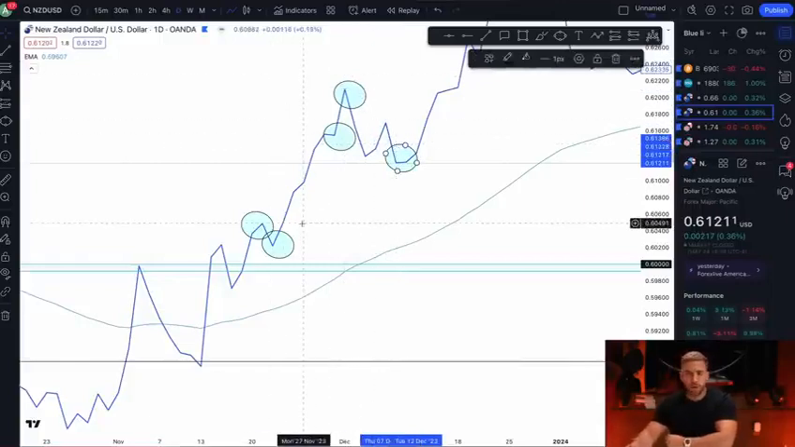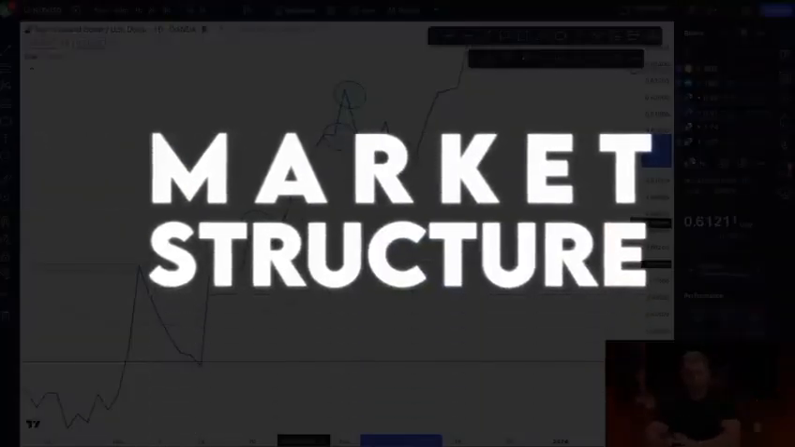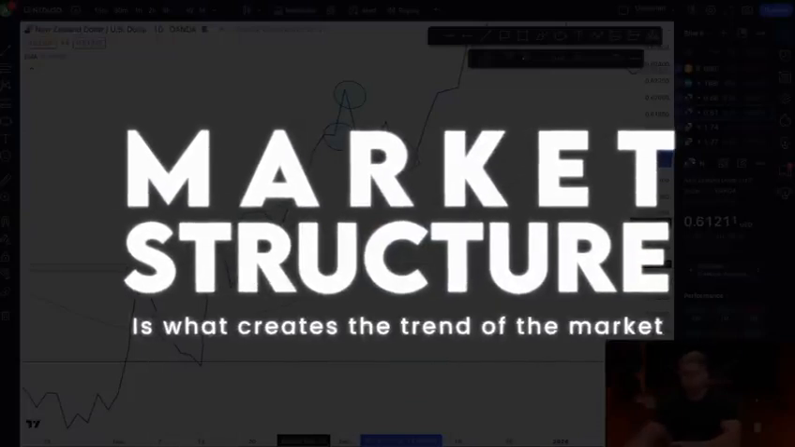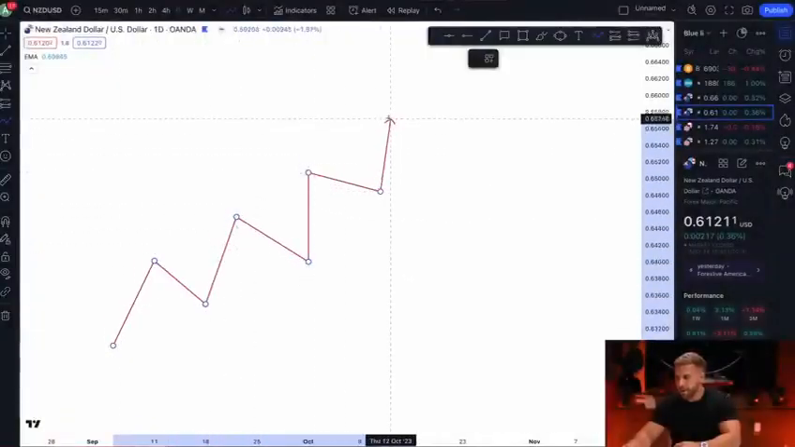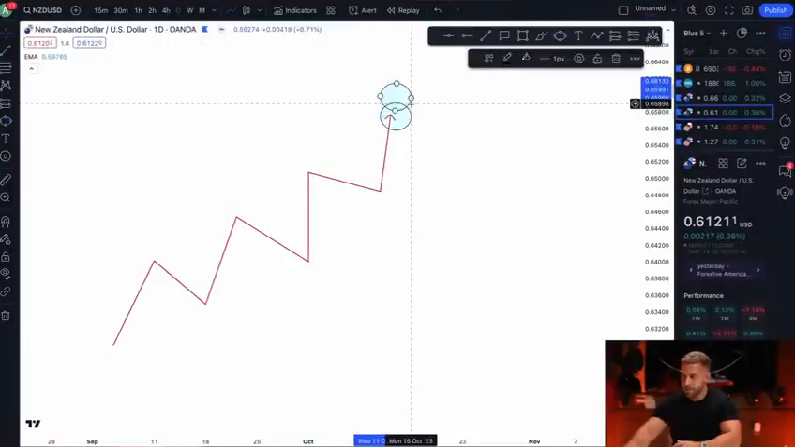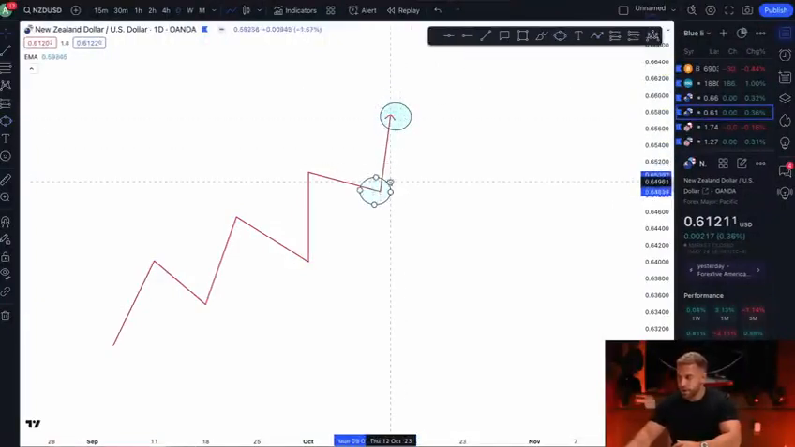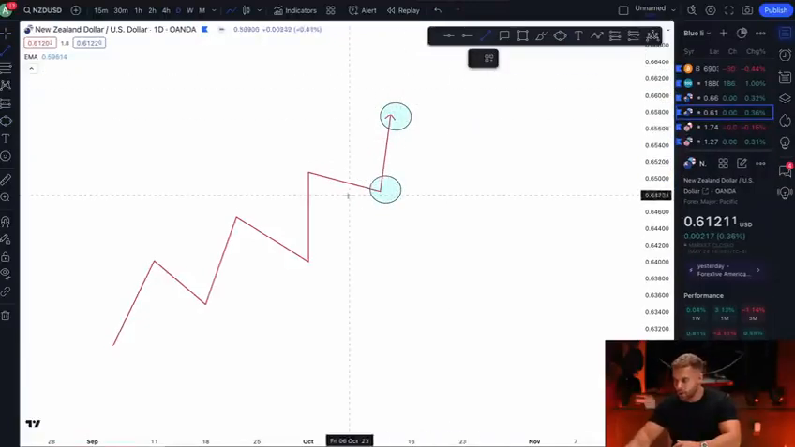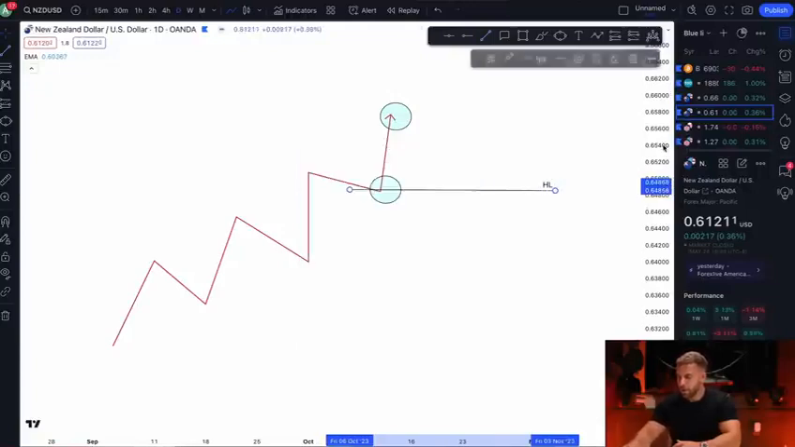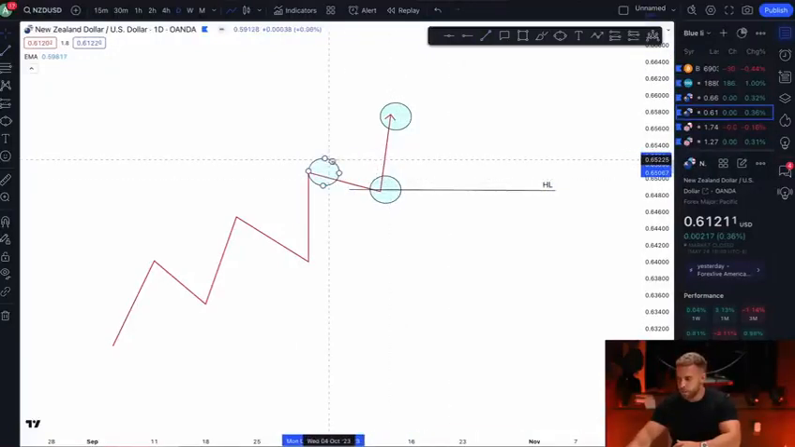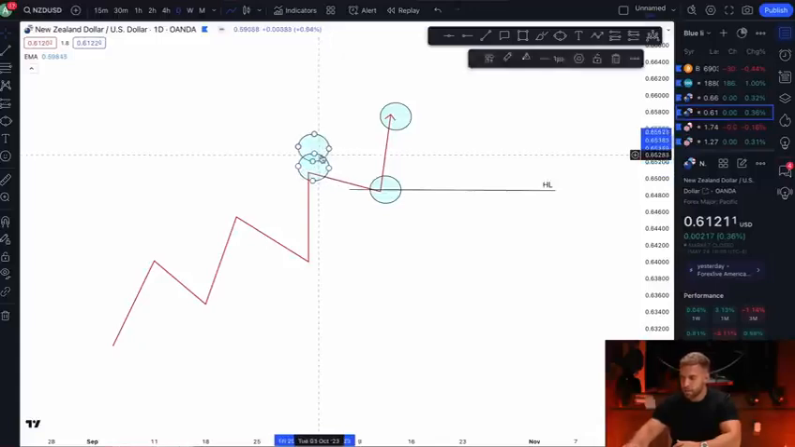So these elbows are market structure, and this market structure is what creates the trend of the market. It's what creates the market if it's heading to the upside, and it's what creates the market if it's heading to the downside. When you have a bullish market like this, obviously this is the higher high, and then this would be the higher low. But if you notice, that higher low is a market structure point. And previous market structure is this elbow right here and this elbow right here.